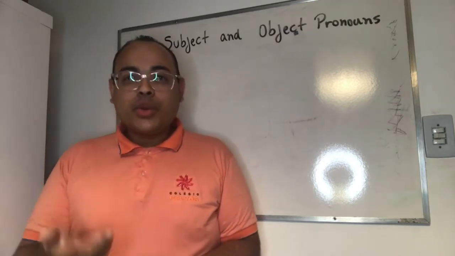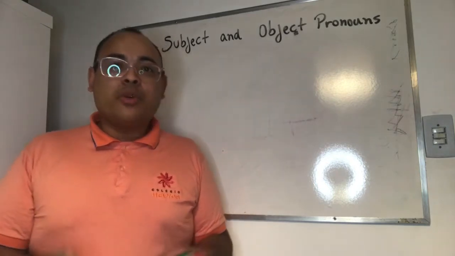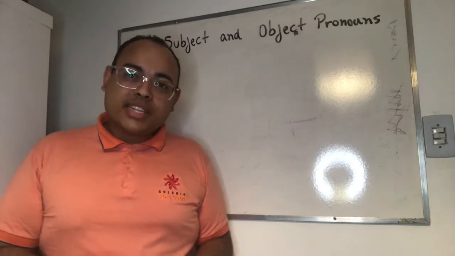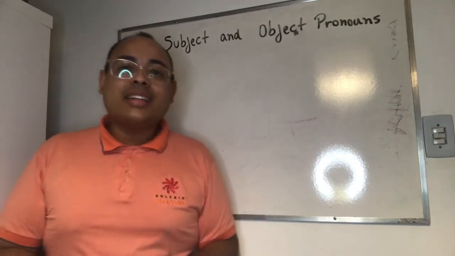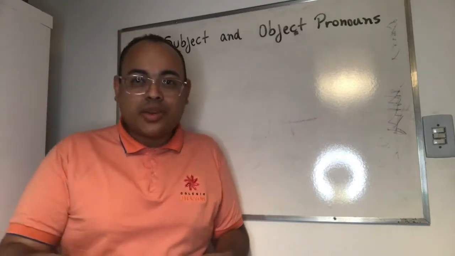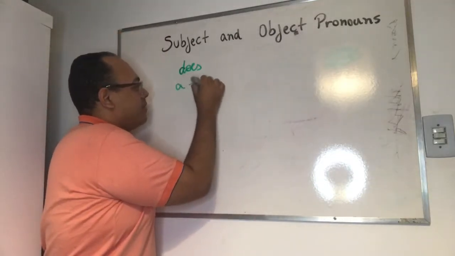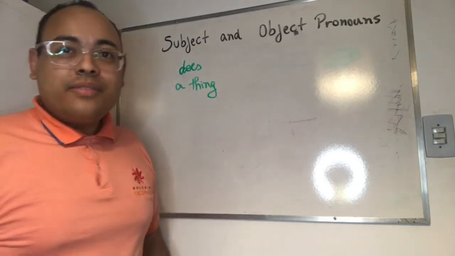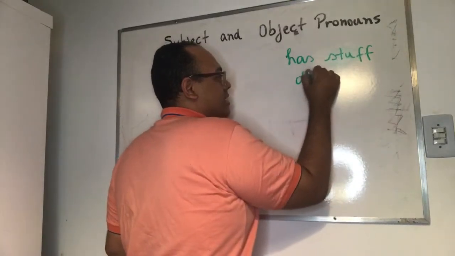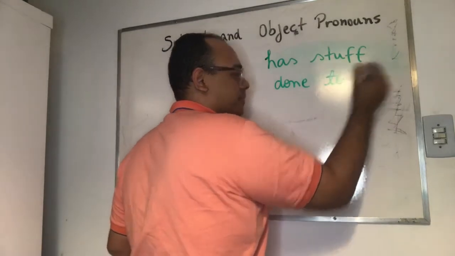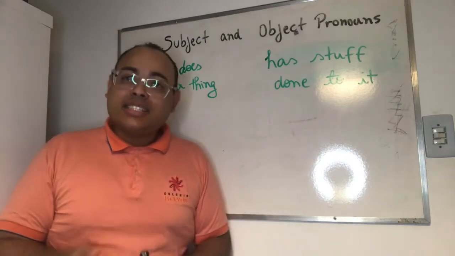First of all, it's better you understand what subjects and objects actually are, just generally for our grammatical purposes. So, in grammar, the subject is a part of the sentence that does a thing. The object, on the other hand, is a thing that is acted on, has stuff done to it. So, subject pronoun does a thing. And object pronoun has stuff done to it. The subject acts. The object is acted upon.